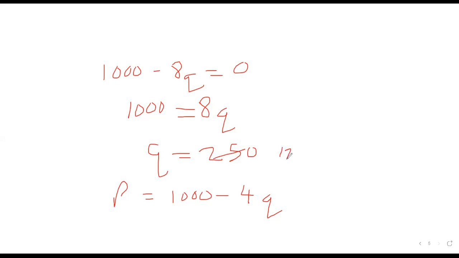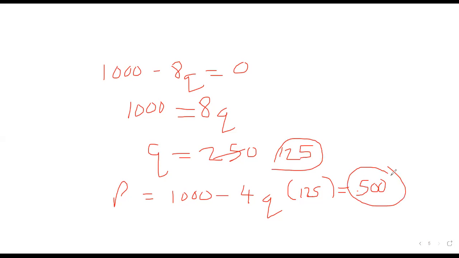Thank you. 125. So when you put 125 here, what are we going to find? 500. Excellent. So the P therefore will be equal to 500. So the Q is 125, the P is 500.